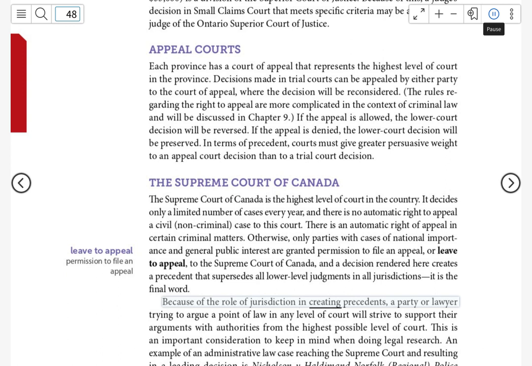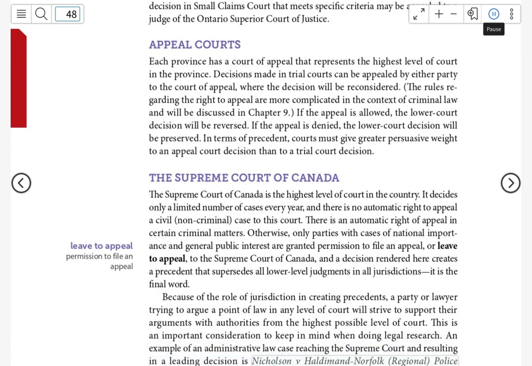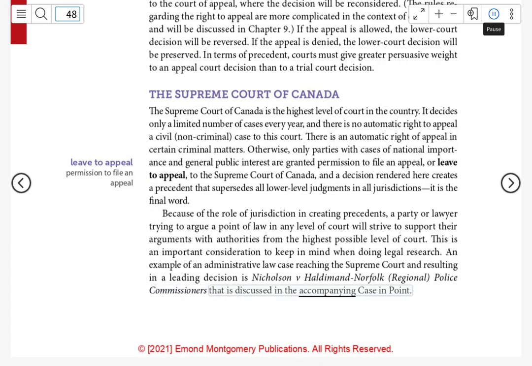Because of the role of jurisdiction in creating precedents, a party or lawyer trying to argue a point of law in any level of court will strive to support their arguments with authorities from the highest possible level of court. This is an important consideration to keep in mind when doing legal research. An example of an administrative law case reaching the Supreme Court and resulting in a leading decision is Nicholson versus Haldimand Norfolk Regional Police Commissioners that is discussed in the accompanying case in point.